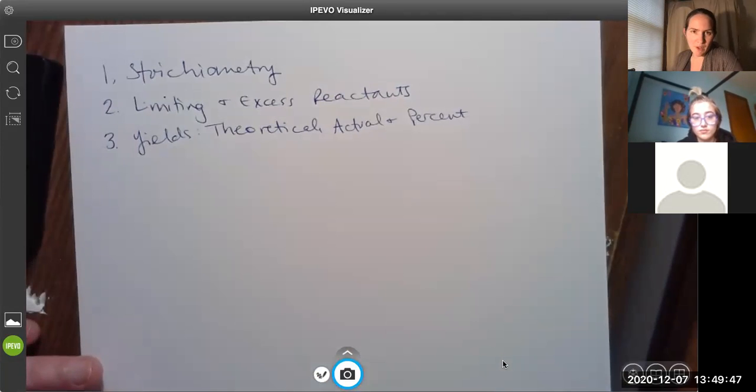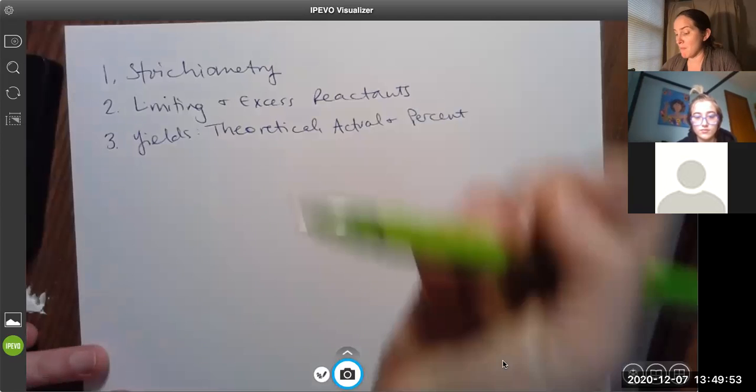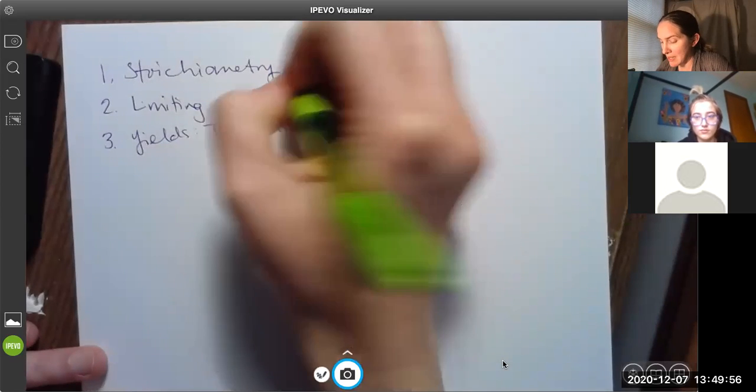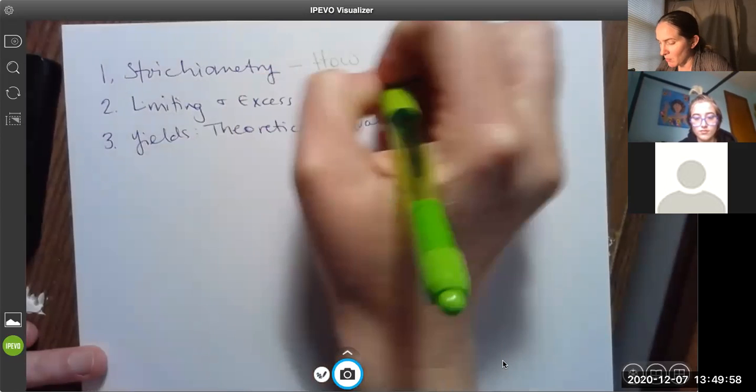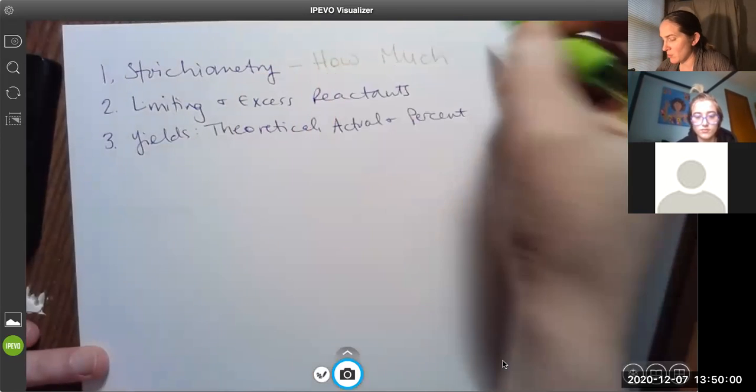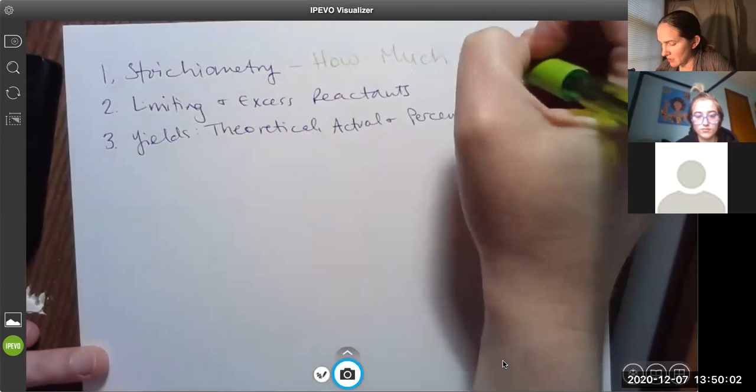Off we go. So stoichiometry is kind of our question of how much we need and how much we'll make. How much we need and make.